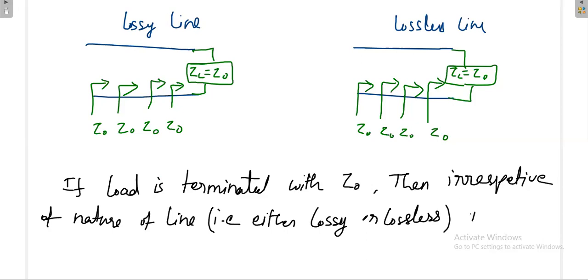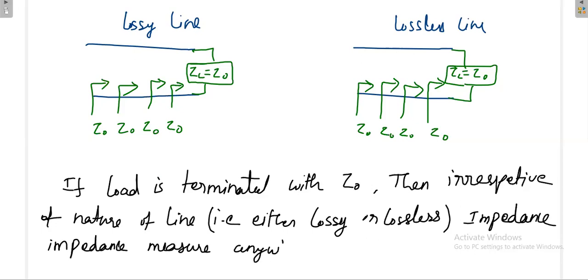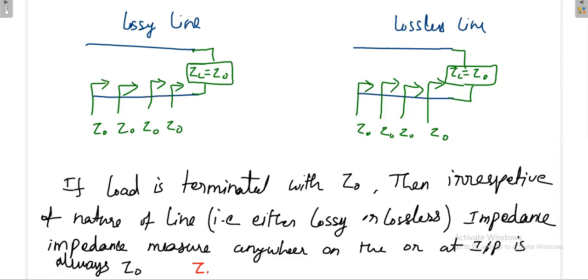the impedance measured anywhere on the line or at the input is always Z naught. That I can simply write as Z in is equal to ZY, which is always equal to Z naught.